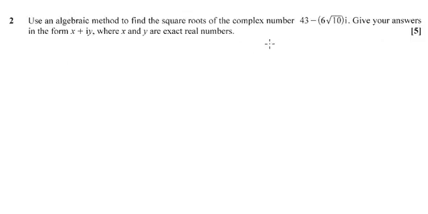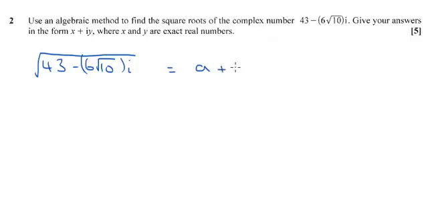So if we're square rooting this, we can assume that the square root of it is going to be some sort of complex number. So if we say that we're going to square root it and expect some sort of complex number, our aim is to find a and b. So first step, I'm going to square both sides to get rid of the square root on the left so that we can start working out a and b.